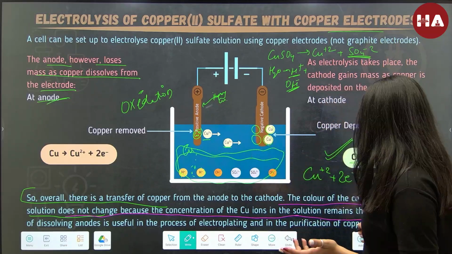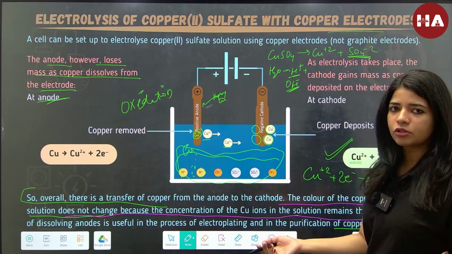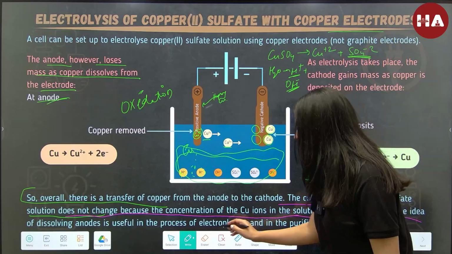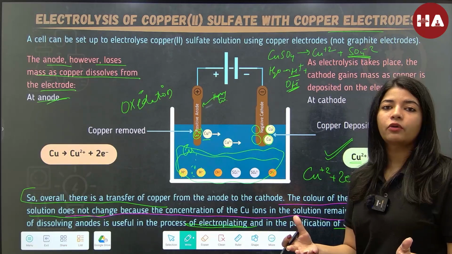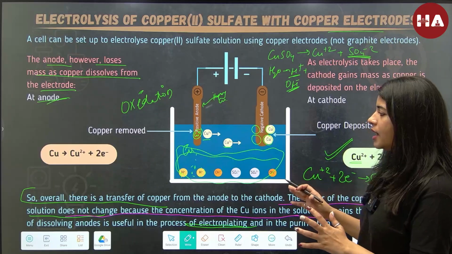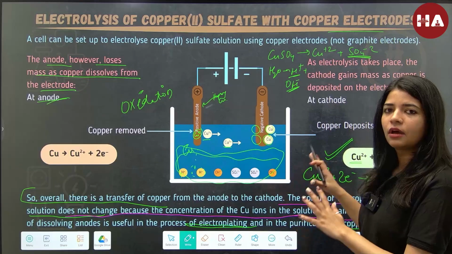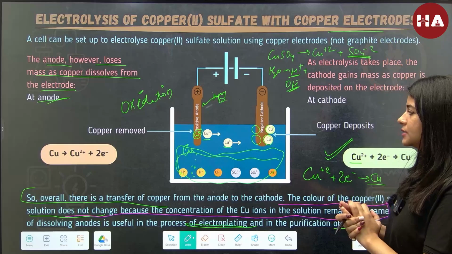Okay, so now take a minute. This purification process is also known as electroplating. We will discuss electroplating in detail in the third and the last part of your chapter, which is electrochemistry. So as of now, just understand this and you can write this thing down.